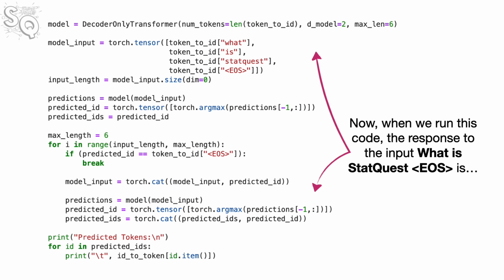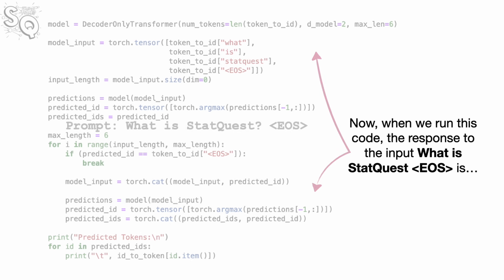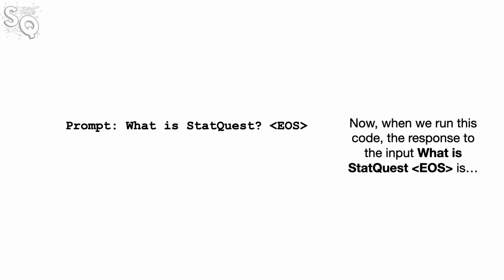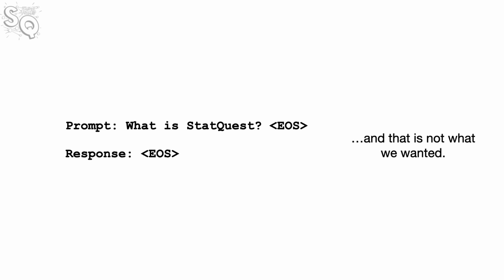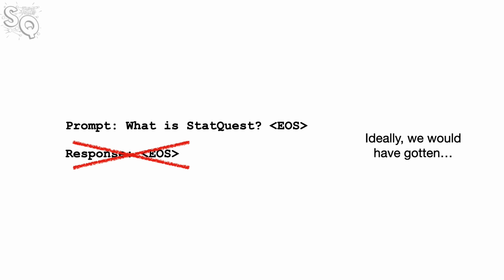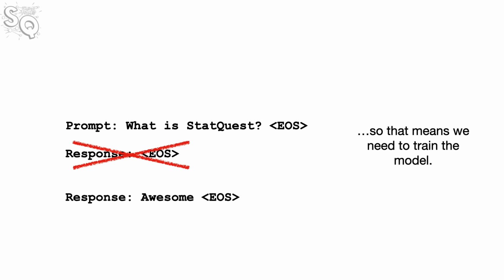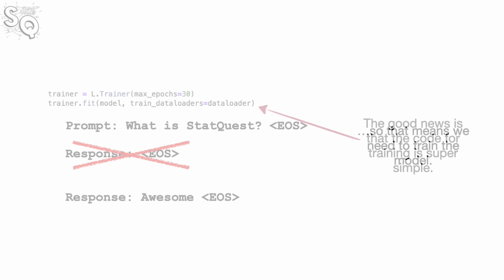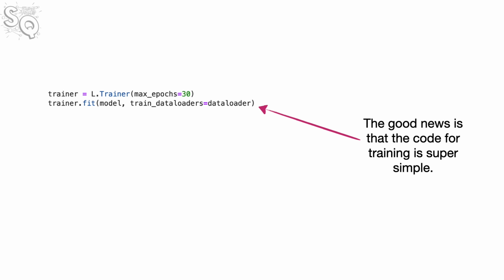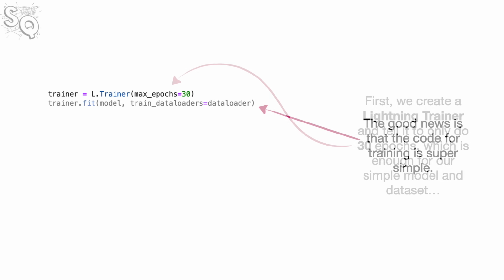Now, when we run this code, the response to the input, "what is StatQuest EOS", is EOS. And that is not what we wanted. Ideally, we would have gotten "awesome EOS". So that means we need to train the model. The good news is that the code for training is super simple.